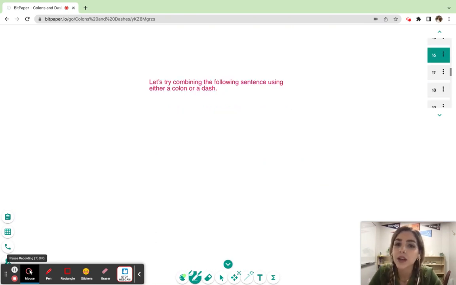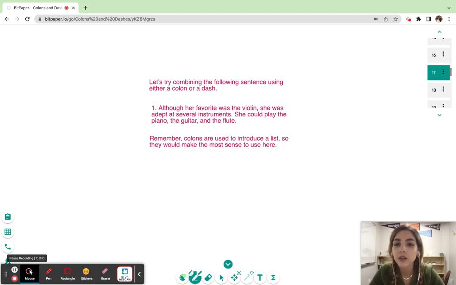So let's try combining the following sentence using either a colon or a dash. So here we have two sentences. Although her favorite was the violin, she was adept at several instruments. What instruments could she play? Next sentence tells us that she could play the piano, the guitar, and the flute. Doesn't really seem like we want any drama with that. It's just kind of giving us some information.